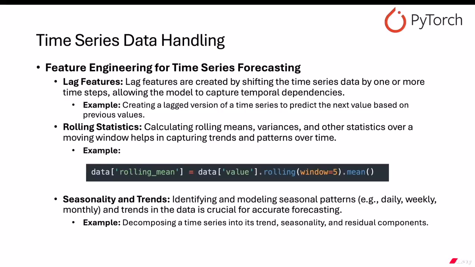Rolling statistics. Calculating rolling means, variances, and other statistics over a moving window helps in capturing trends and patterns over time. An example is data['rolling_mean'] equal to data['value'].rolling(window=5).mean(). Seasonality and trends. Identifying and modeling seasonal patterns, for example daily, weekly, monthly, and trends in the data is crucial for accurate forecasting. An example is decomposing a time series into its trend, seasonality, and residual components.